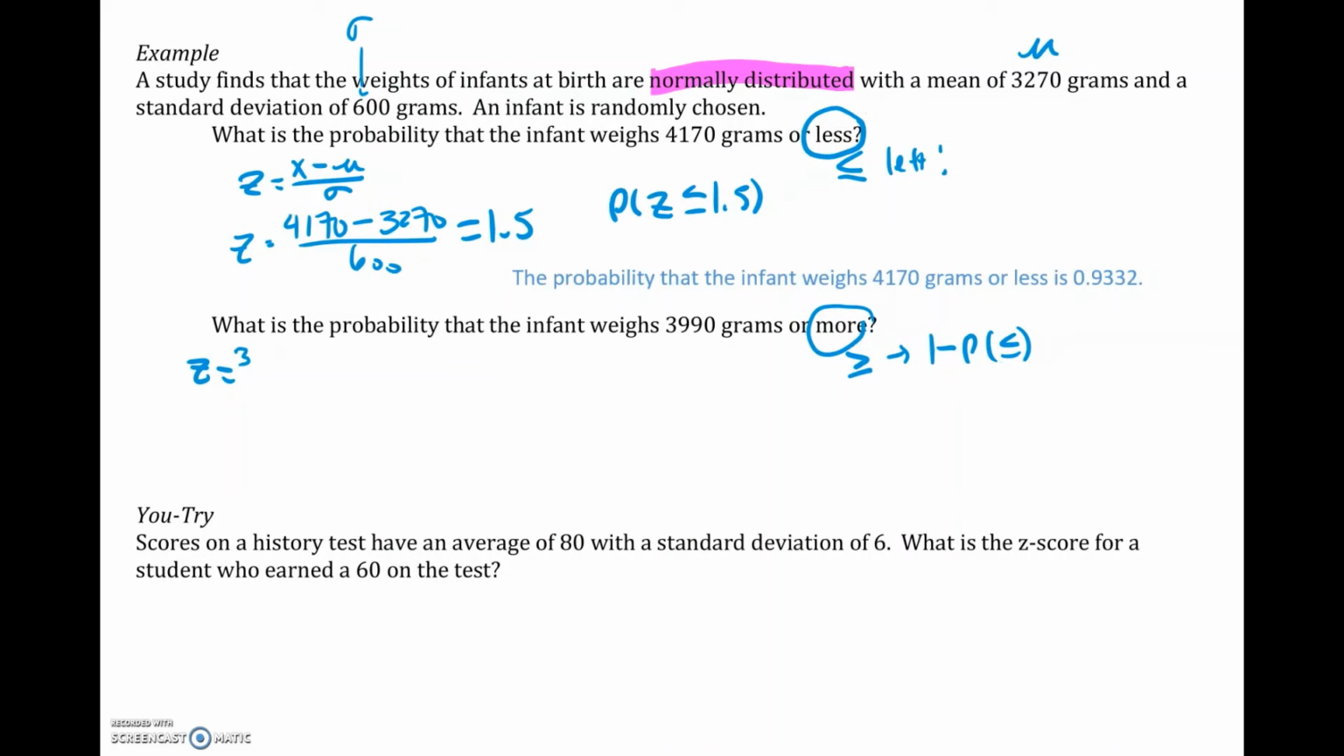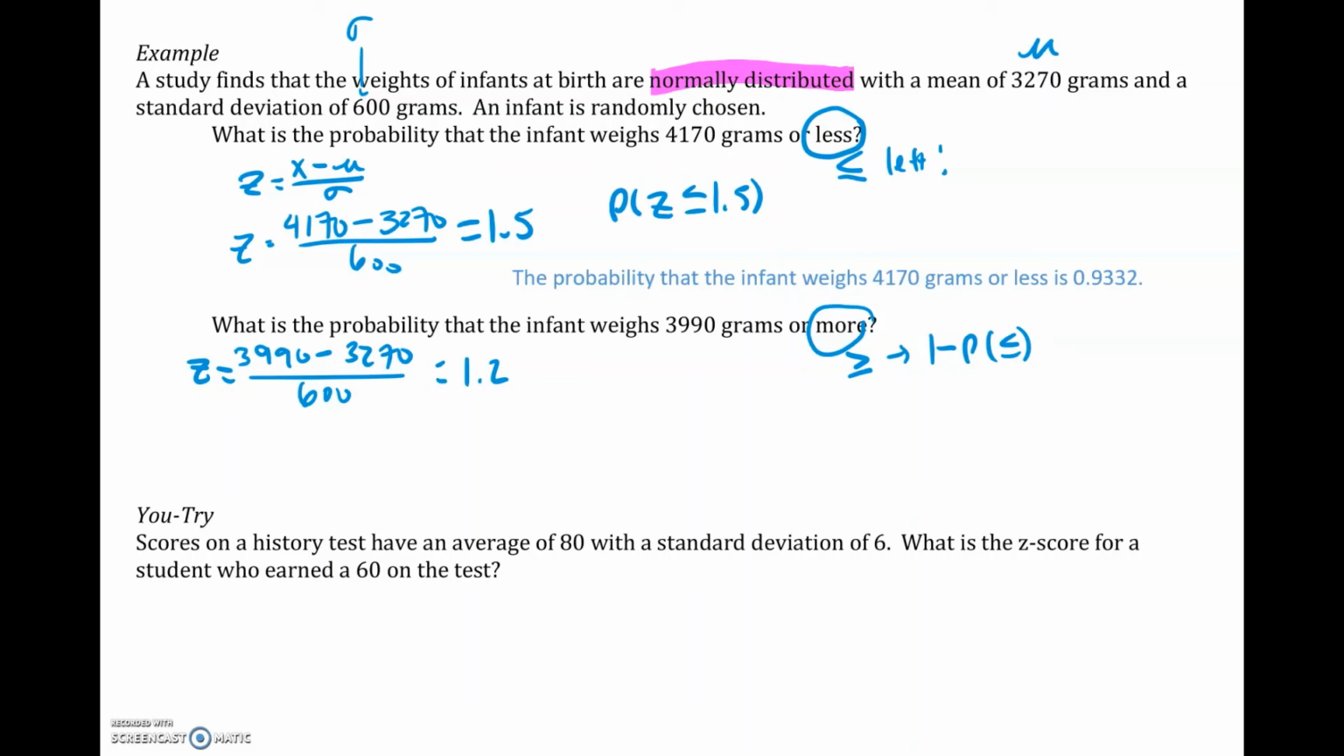So we're doing our x now, which is 3,990. Sorry, I keep moving. My sleeve keeps touching the screen, so I keep moving things around. 3,990 minus the mean, 3,270, divided by the standard deviation to get that z score. So that's 1.2.